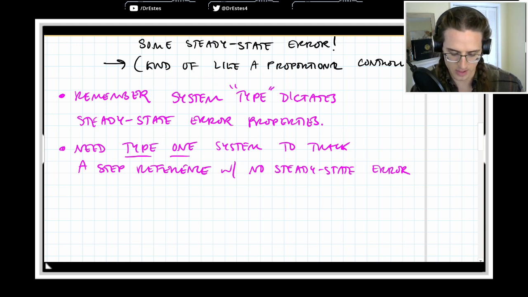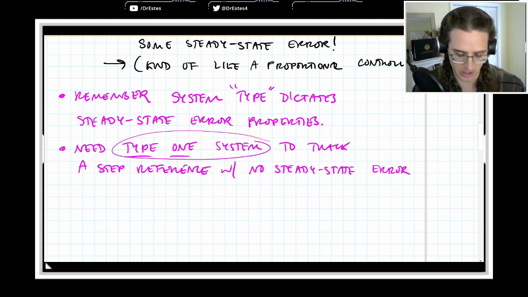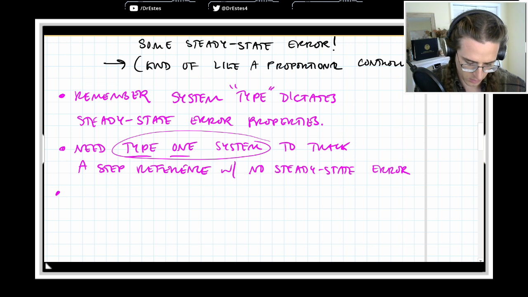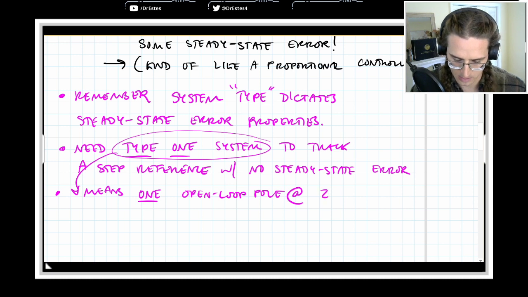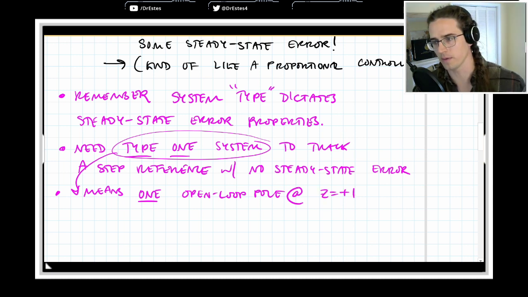Okay, so you need a type 1 system. What does a type 1 system mean? Means one open loop pole at z equals positive 1.